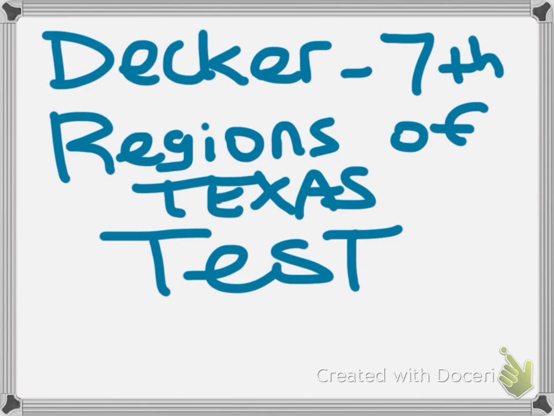Number 2, which region is located at the number 4 on the map? F, North Central Plains, G, Mountains and Basins, H, Great Plains, J, Coastal Plains.